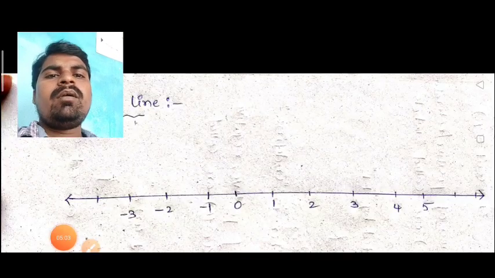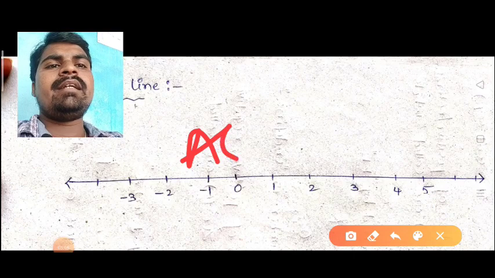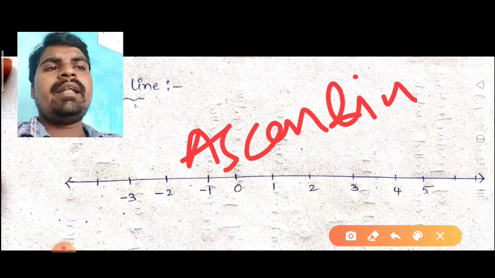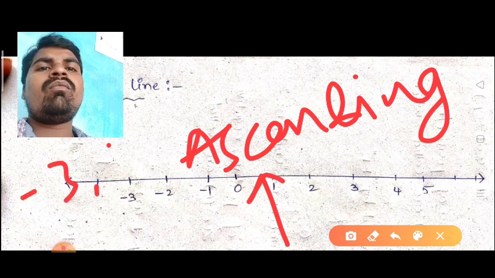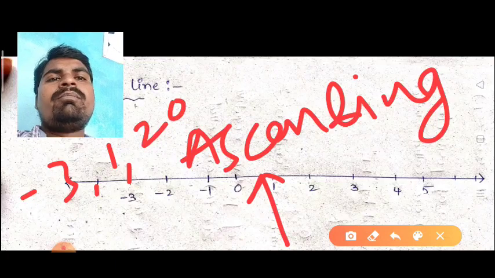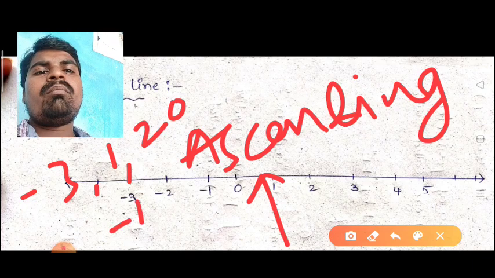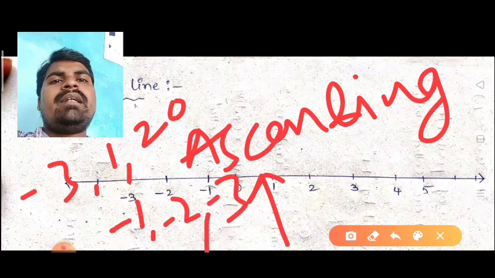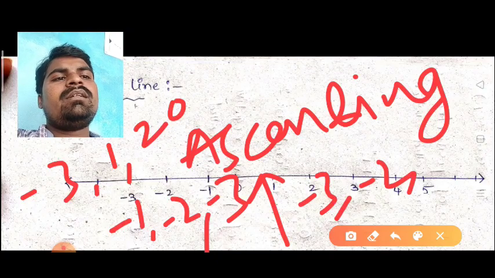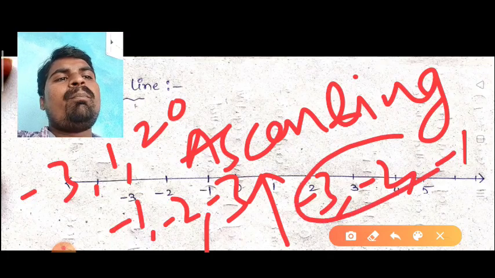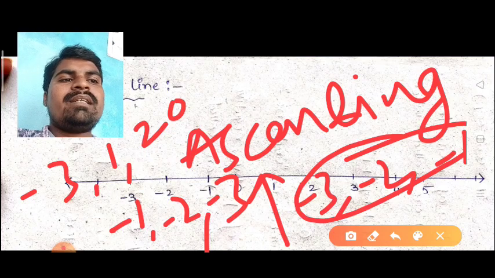Next, you know ascending and descending order. Do you know ascending and descending order? Ascending order is nothing but small to big. For example, -3, 1, 20 is already in ascending order, small to big. For example, -1, -2, -3. Tell me the ascending order: what is the smaller one here? -3 is the smallest, next -2, next -1. These are small to big. We have to arrange the numbers like that. That is called ascending order.